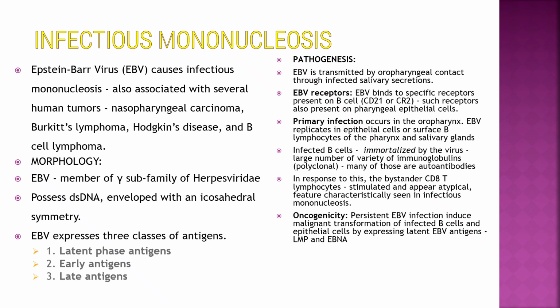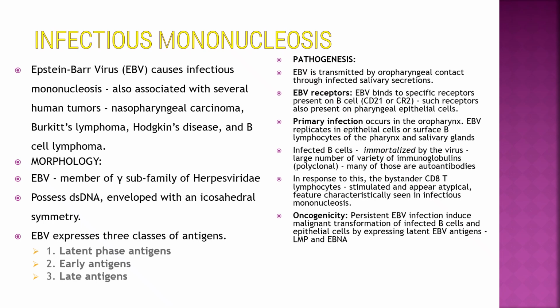Infectious mononucleosis. Epstein-Barr virus causes infectious mononucleosis, and is also associated with several human tumors: nasopharyngeal carcinoma, Burkitt's lymphoma, Hodgkin disease, B-cell lymphoma. Morphology: EBV is a member of the gamma subfamily of herpesviridae, possessing double-stranded DNA enveloped with icosahedral symmetry. It expresses three classes of antigens: latent phase antigen, early antigen, late antigen.